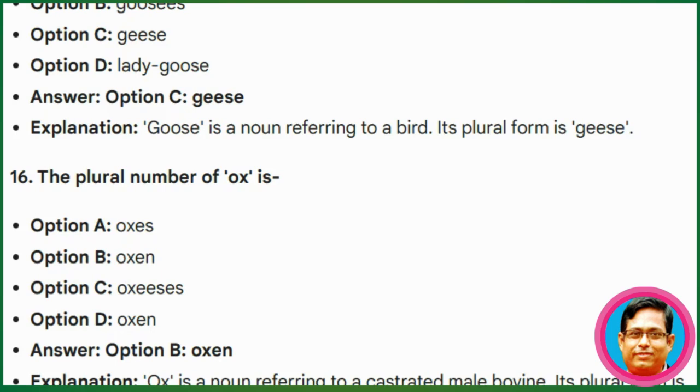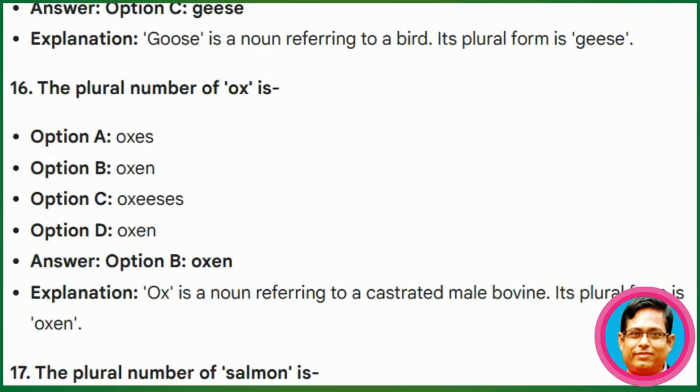16. The plural number of ox is option A, oxes. Option B, oxen. Option C, oxeases. Option D, oxen. Answer, option B, oxen. Explanation. Ox is a noun referring to a castrated male bovine. Its plural form is oxen.